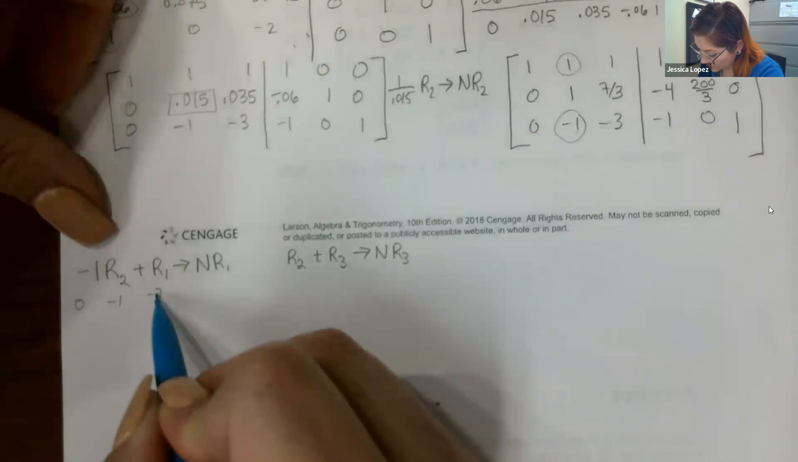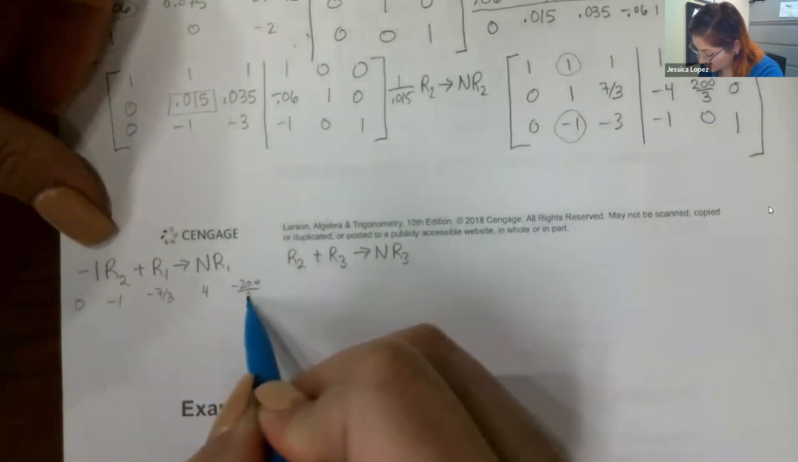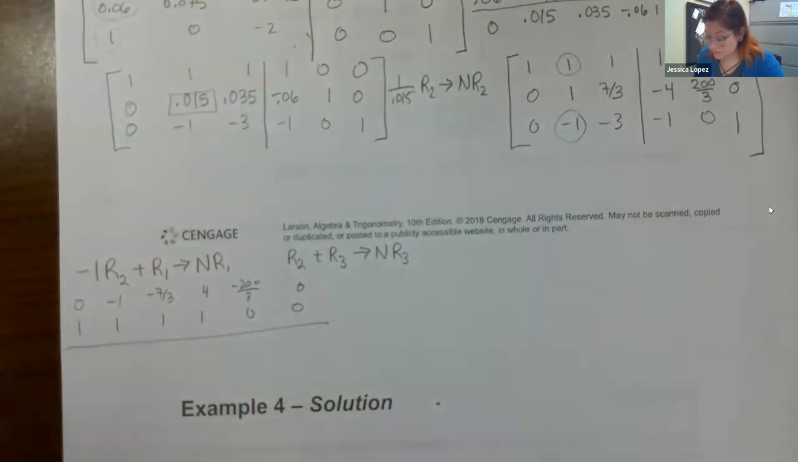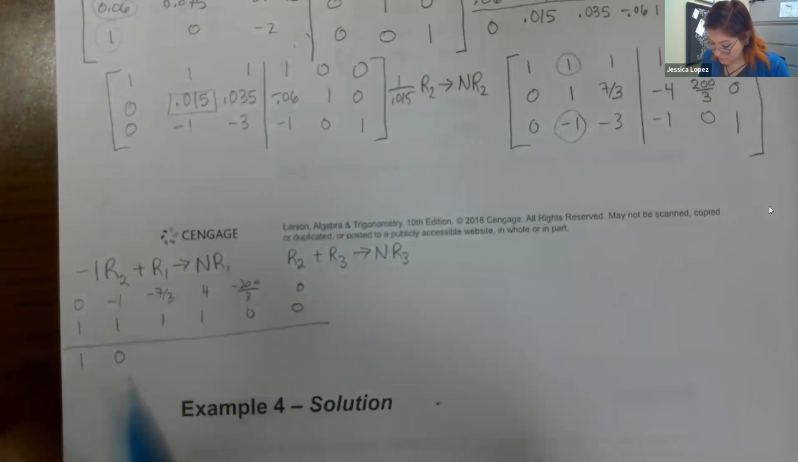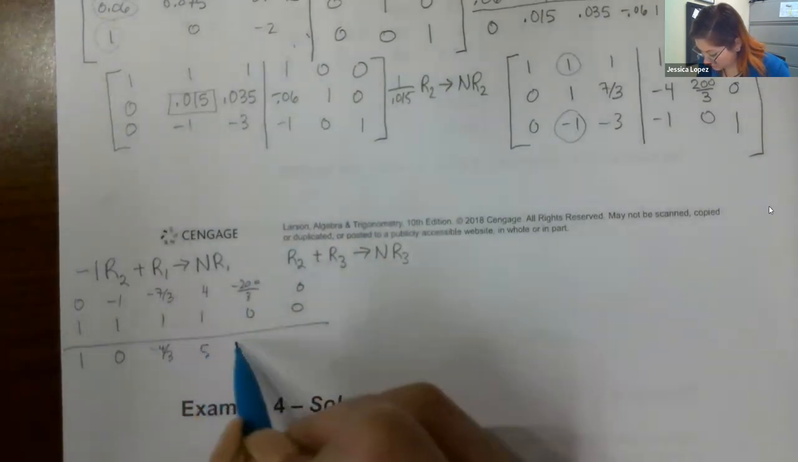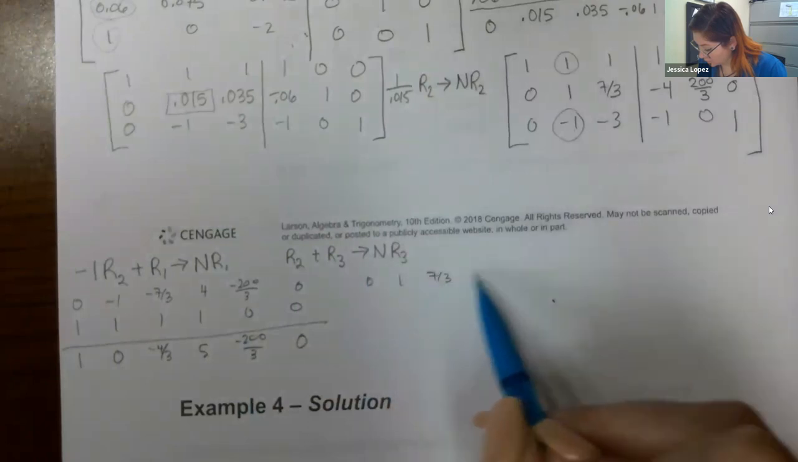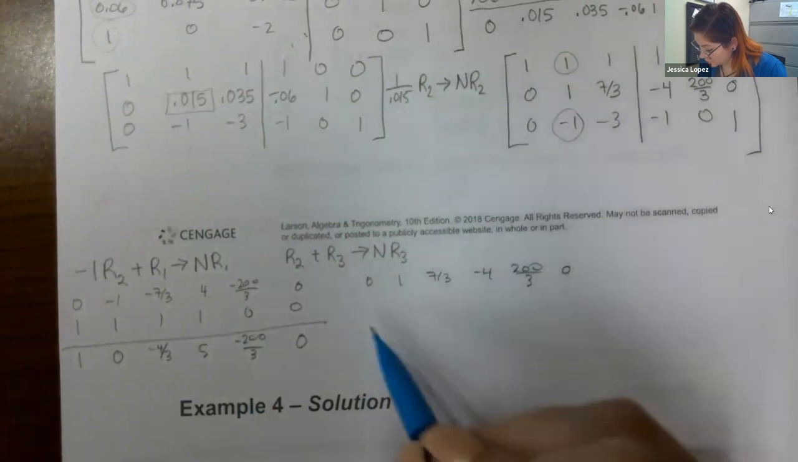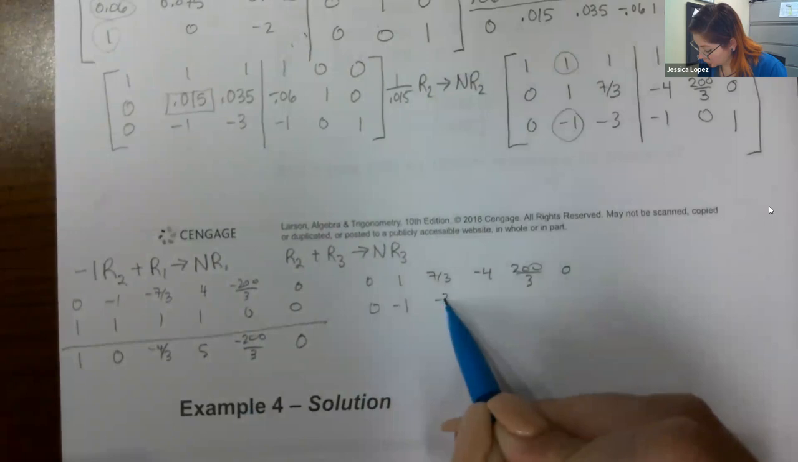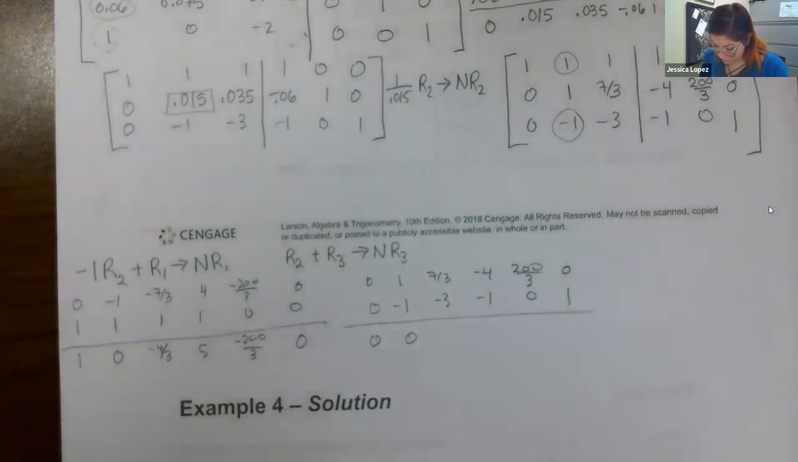So let's see here for row 2. We get 0, negative 1, negative 7/3, positive 4, negative 200 over 3, and 0. And if I add row 1 underneath that, let's see what we get. We have 1, 0, negative 7 over 3 plus 1 is negative 4/3. This is 5. That stays the same, and this stays the same. Now row 2 plus row 1. Is 0, negative 0, 1. And so let's see what we get. We get 0, 0, 7 over 3, take away 3 is negative 2/3. This is negative 5. This is 200 over 3, and that's 1.